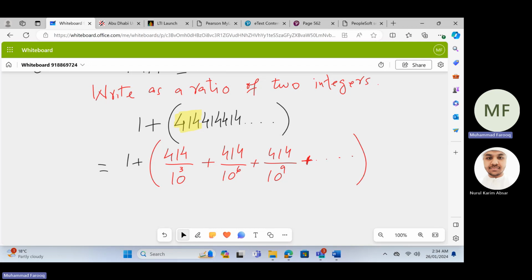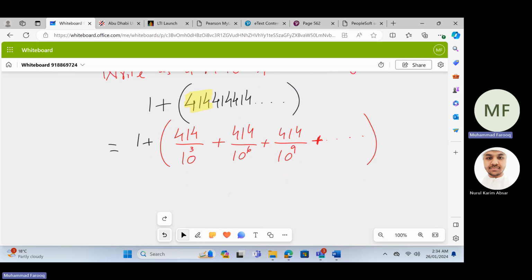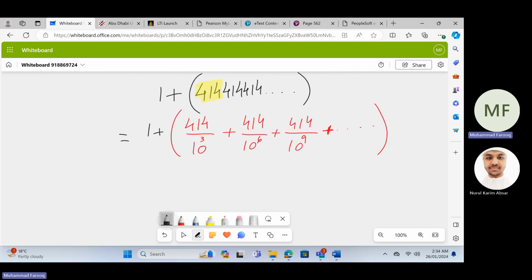1 by 10 power 3. Right, sorry. So yes, you're right. Basically, if you get r, you can write the next term: 414 divided by 10 power 6, divide, change to multiply, flip, 10 power 3 divided by 4. Next divide previous. So basically, you are getting 1 over 10 power 3. This is my r. Is it less than 1 or more than 1? Less than 1.